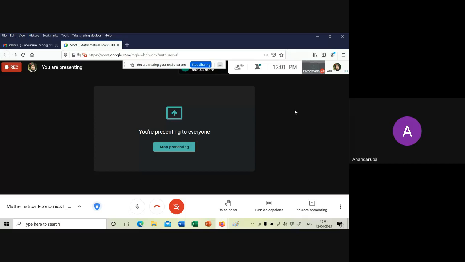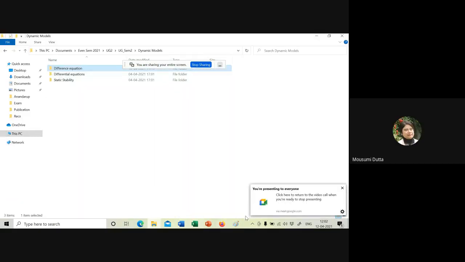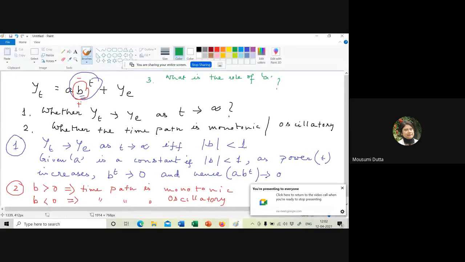Okay, everything is perfect in the last answer, apart from one wording, that is, A determines the shape of the time path. A does not determine the shape of the path. It only determines whether we will start from above equilibrium or from below equilibrium.